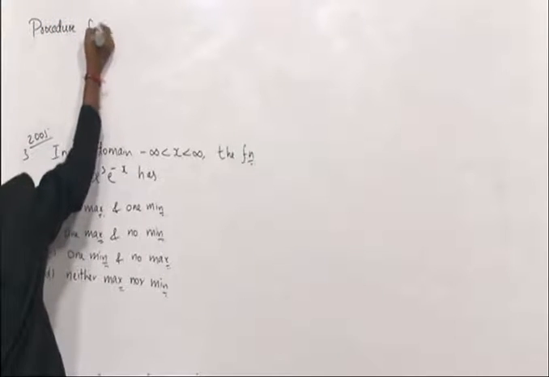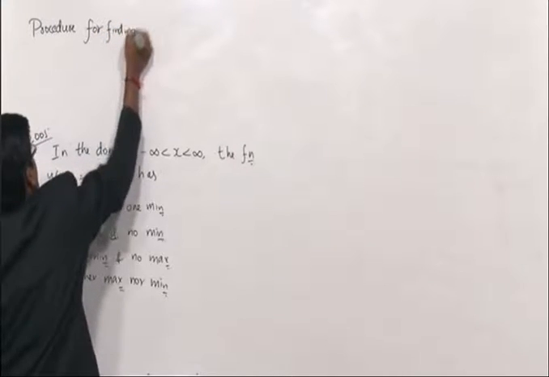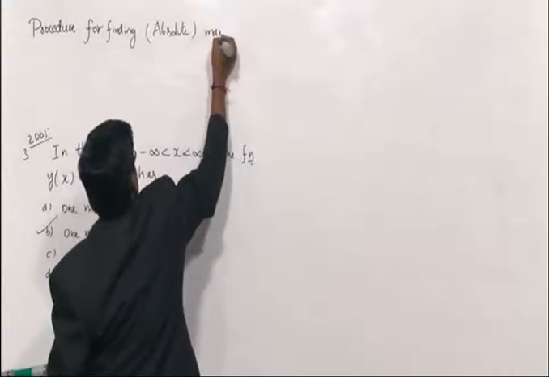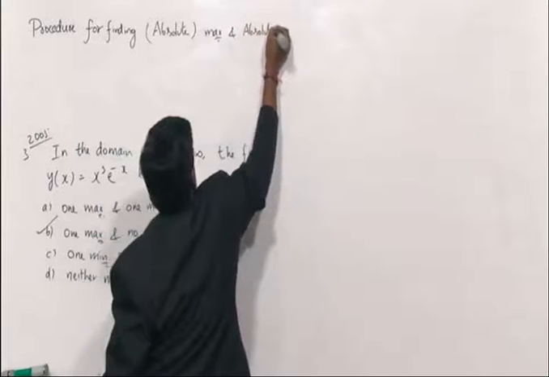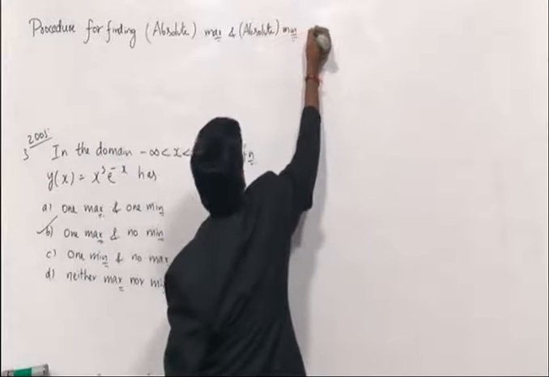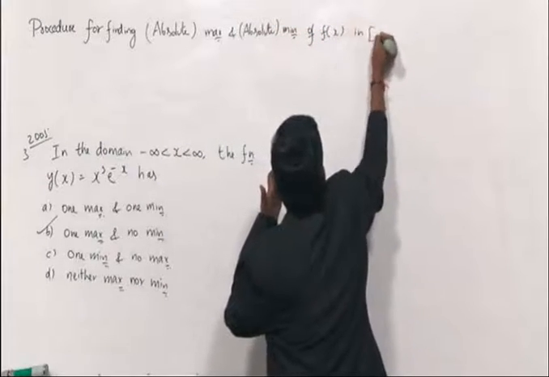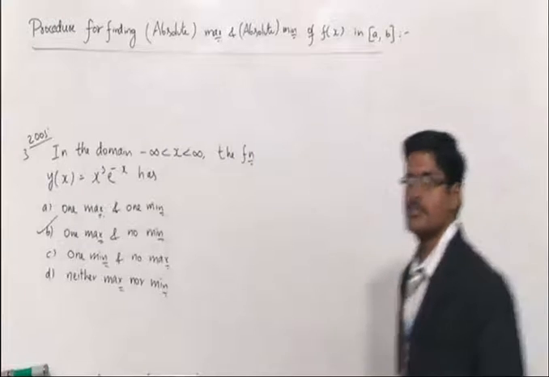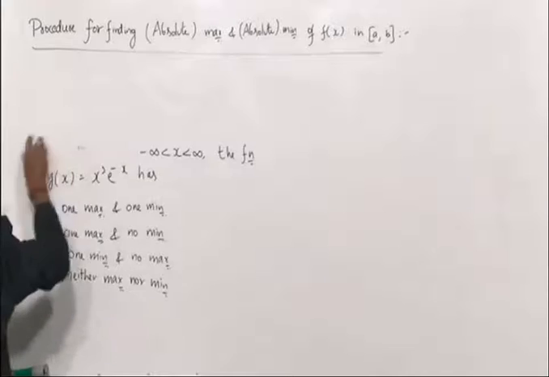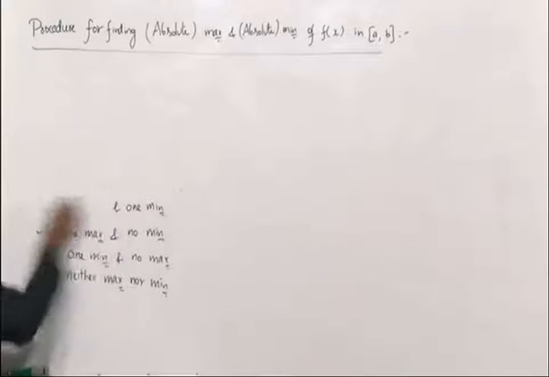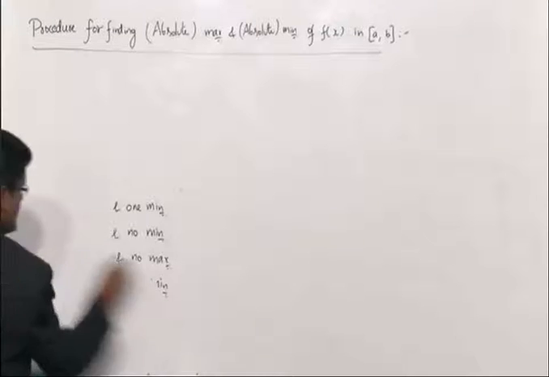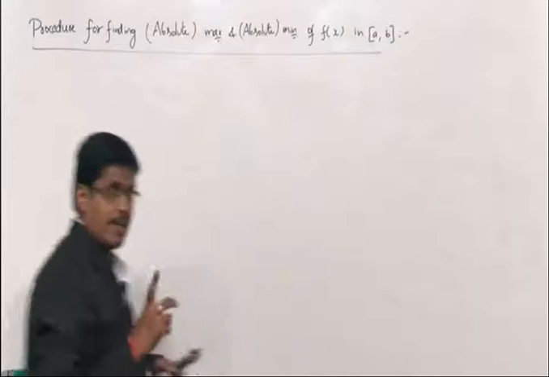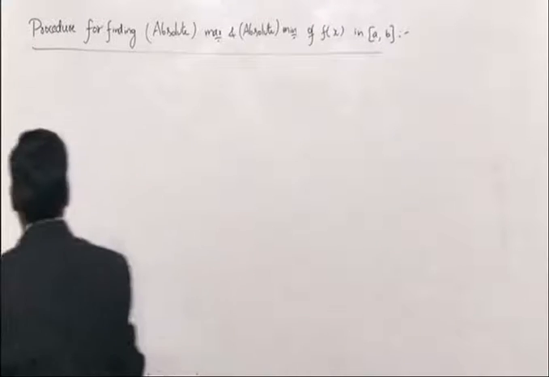Procedure for finding absolute maximum, absolute minimum of f(x) in a closed interval [a, b]. Whenever a closed interval is given, then maximum and minimum indicate absolute maximum and absolute minimum.